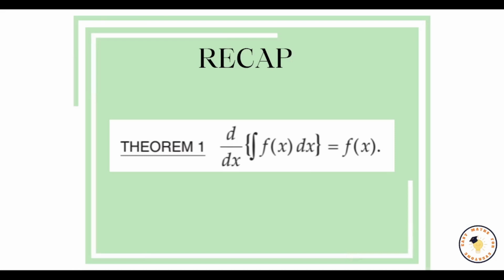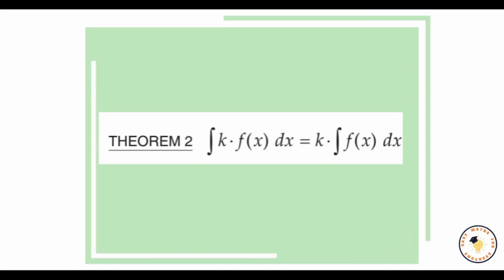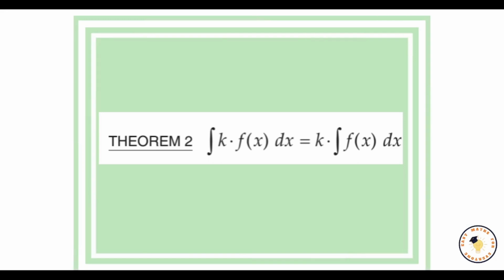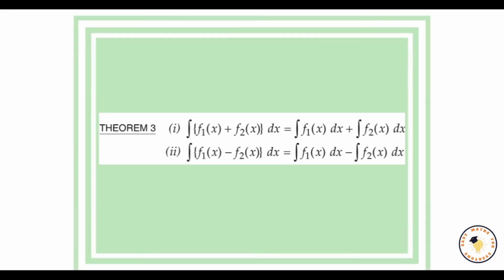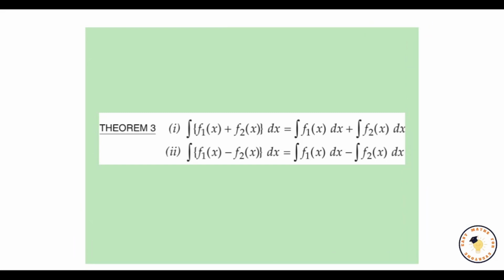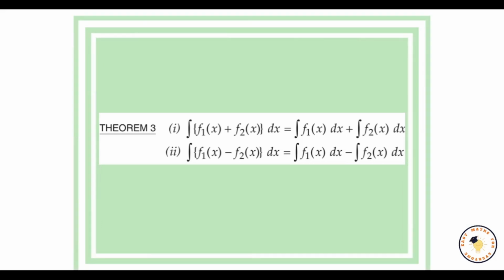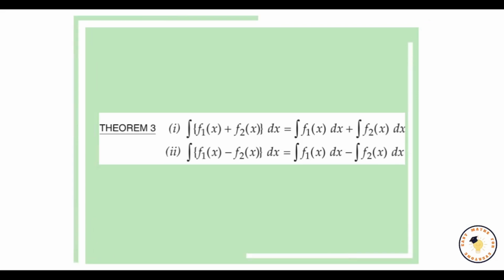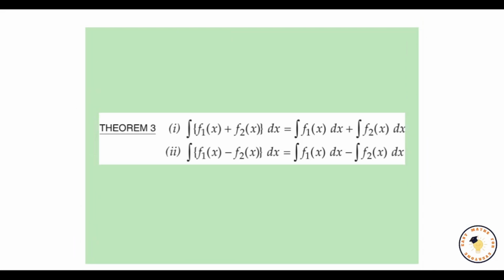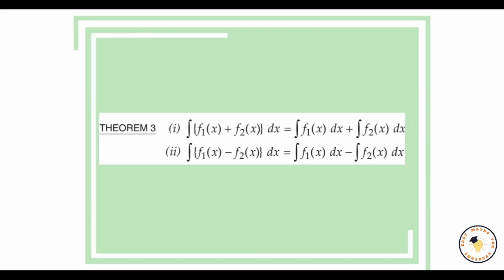The first one was d by dx of integral f of x dx equal to f of x. The second theorem was integral k times f of x dx equal to k times integral f of x dx. And the third theorem was integral f1 of x plus f2 of x dx equal to integral f1 of x dx plus integral f2 of x dx. The second part is integral f1 of x minus f2 of x dx equal to integral f1 of x dx minus integral f2 of x dx.